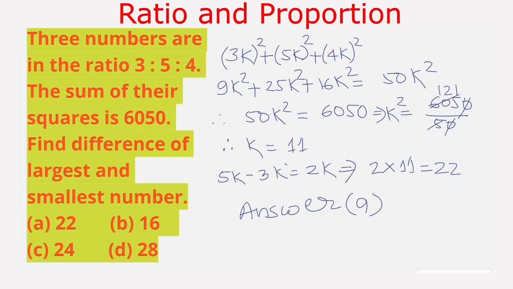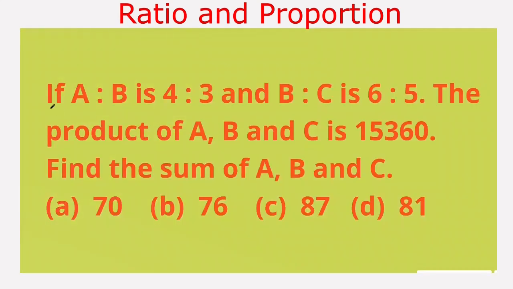We go to the next question. Our question is: if A to B is 4 to 3 and B to C is 6 to 5, the product of A, B and C is 15,360. Find the sum of A, B and C.